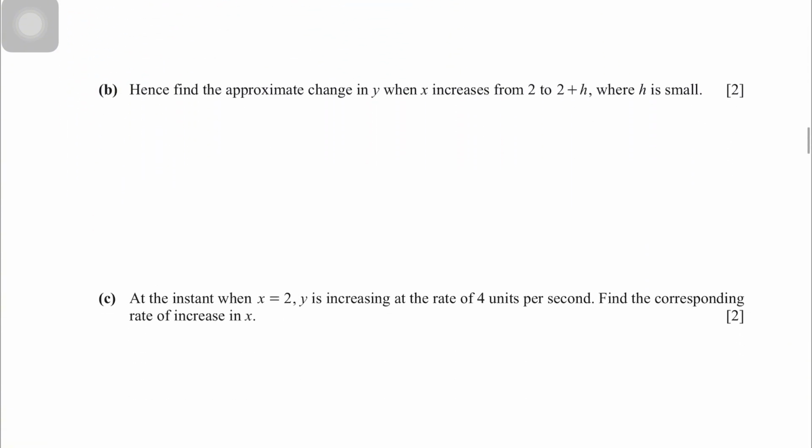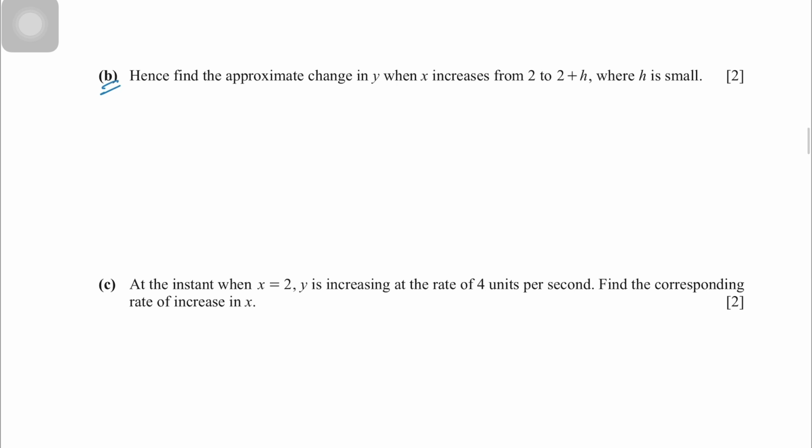So moving on to part B, hence find the approximate change in y when x increases from 2 to 2 plus h, where h is small. Now we are given this question, where x increases from 2 to 2 plus h. Since we have lesser space over here, we'll be utilizing the space effectively. So this would be x equals to 2. It moves to 2 plus h. So the delta x would be h.